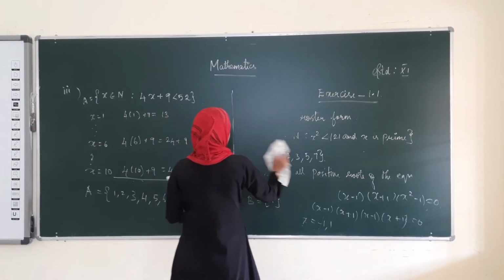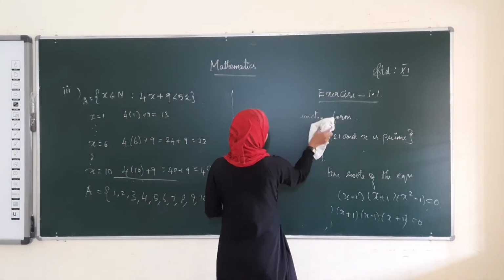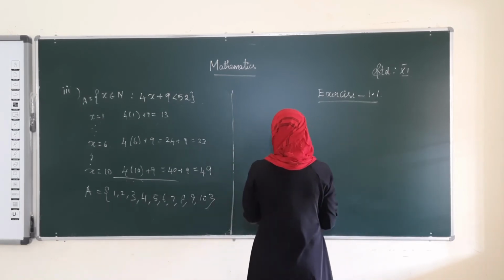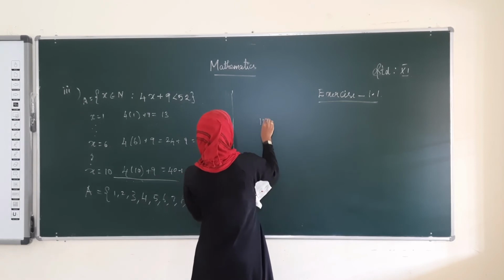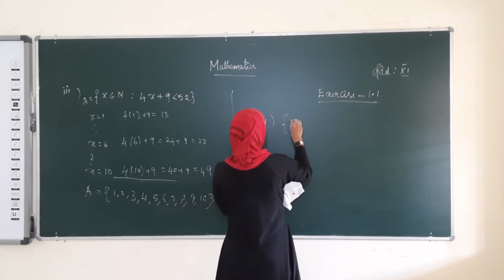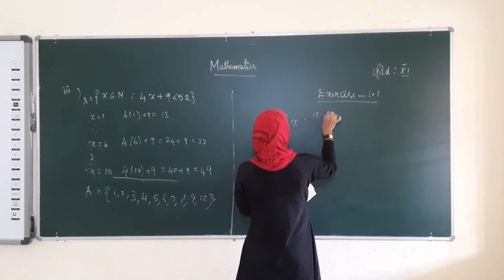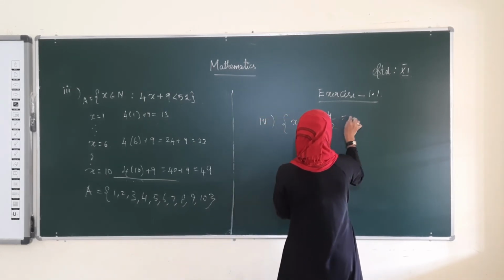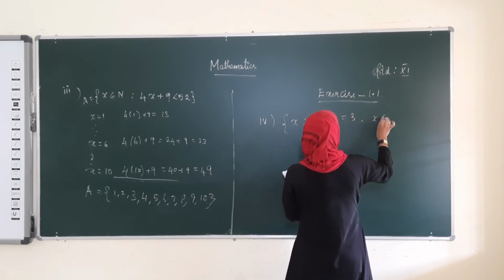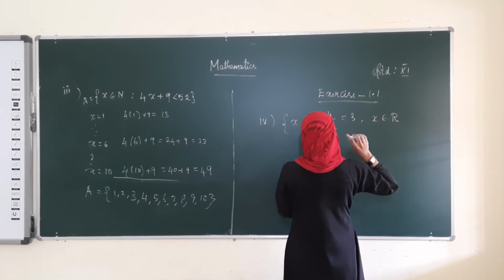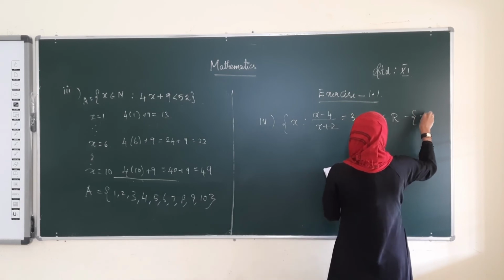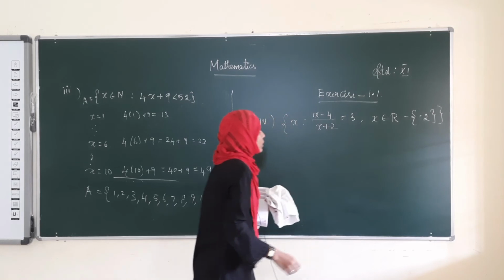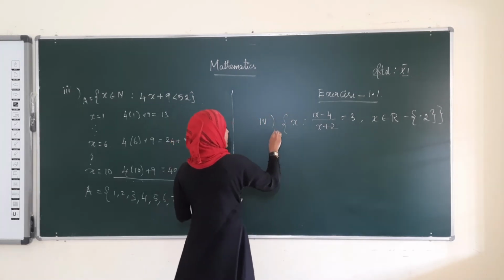Fourth one. See the fourth subdivision. What's the fourth subdivision? The set of x such that x minus 4 divided by x plus 2 should be equal to 3, where x belongs to real numbers, which should exclude minus 2. Okay. We have to find this. Let us take this set as B.